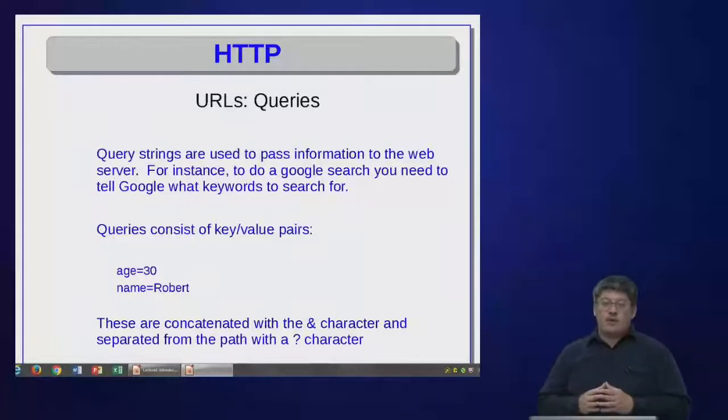I mentioned before that a URL can have an optional query string that's used to pass information to the web server. This can be done either in a GET request or in a POST request, but typically it's done with a GET request. Queries consist of key value pairs. So for example, I could say that the age is 30 and the name is Robert. The key value pairs are separated with an ampersand character, and they're separated from the path part of the domain with a question mark.